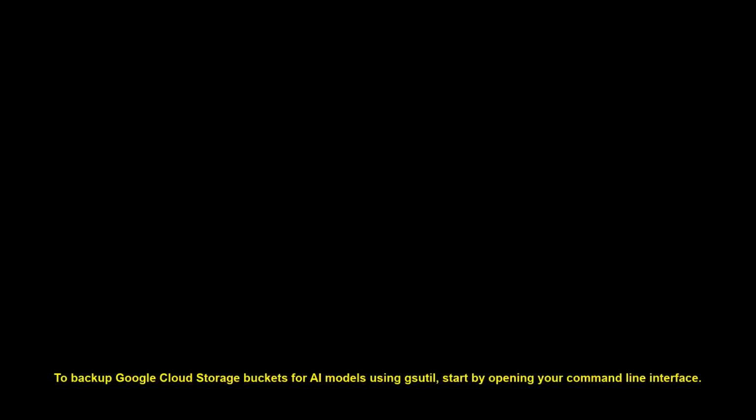To backup Google Cloud Storage buckets for AI models using gsutil, start by opening your command line interface. Ensure you have the Google Cloud SDK installed on your machine. If it's not installed, download and install it from the Google Cloud website.